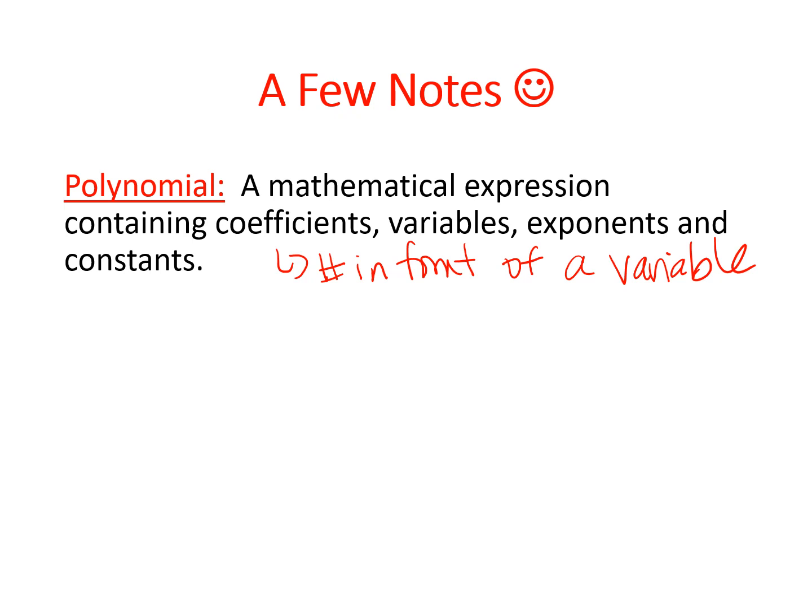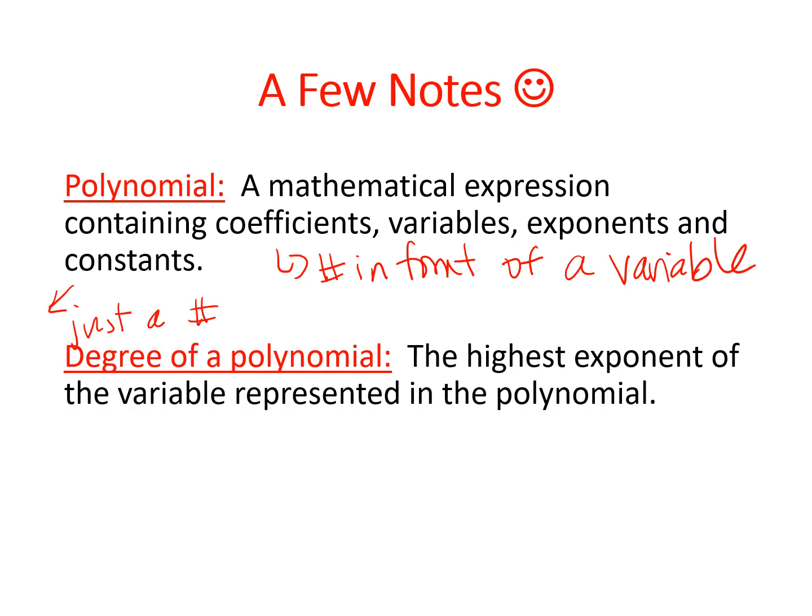Variables, again, variables are just letters, exponents, and constants. Constants might be another one that you don't remember, and that is just a number. The degree of a polynomial is the highest exponent of the variable represented in the polynomial. Just a reminder, another name for an exponent is a power.